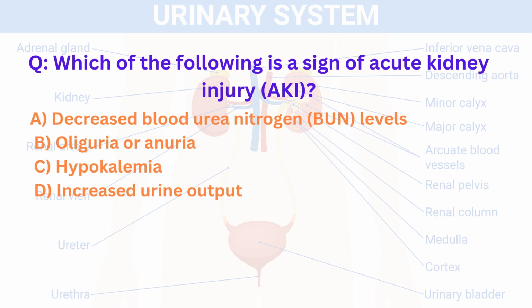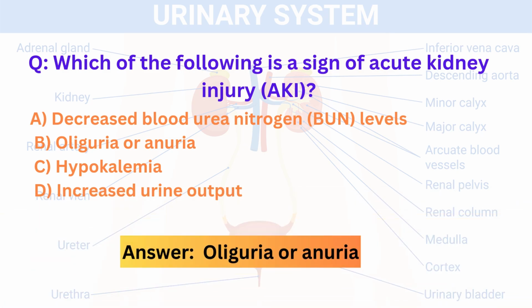In hypokalemia, acute kidney injury is more commonly associated with hyperkalemia, that is elevated levels of potassium, not hypokalemia. Then increased urine output is not typically seen in AKI. Instead, urine output here decreases. Hence, here the correct answer is oliguria or anuria.